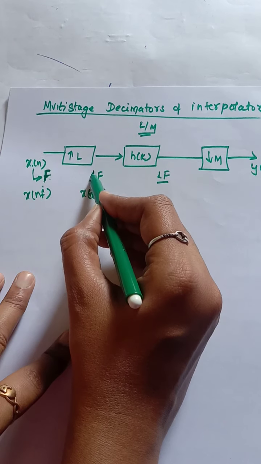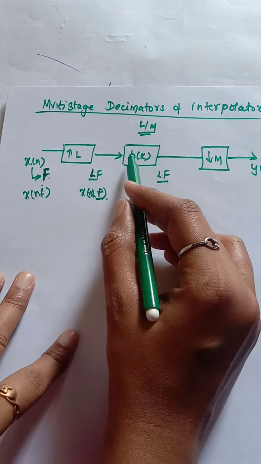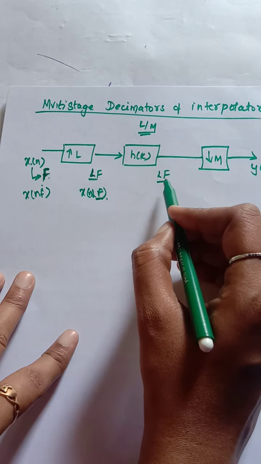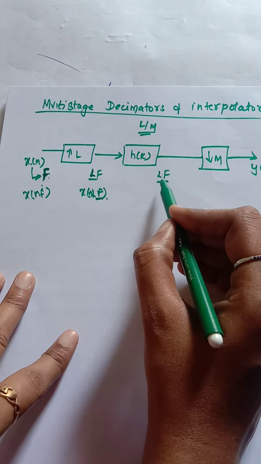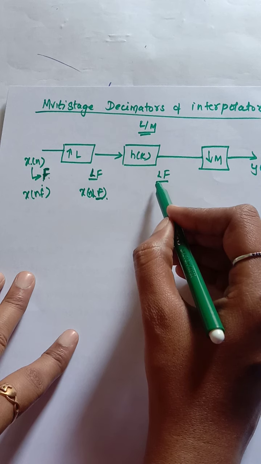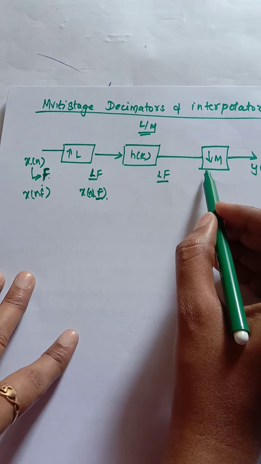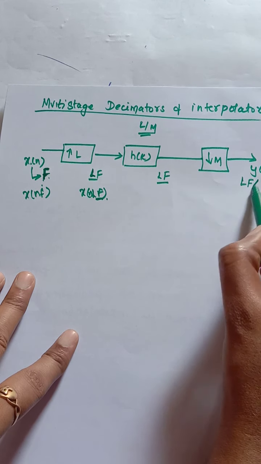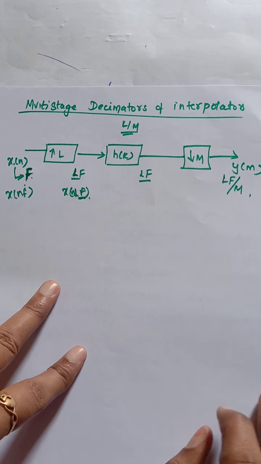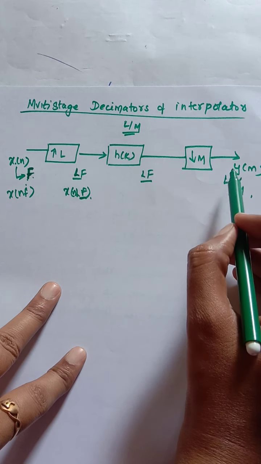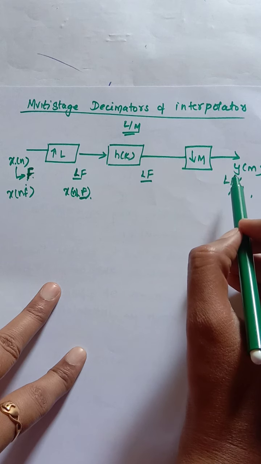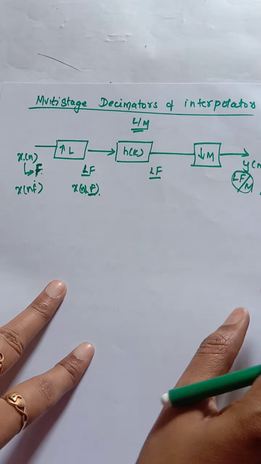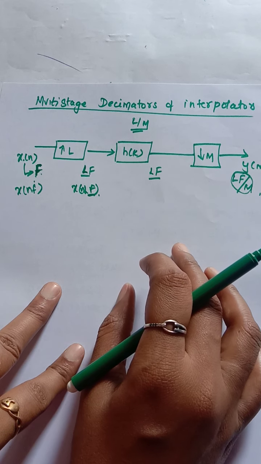When you interpolate, you represent it by L, so LF. Here there is no sampling process involved, just a filtering operation, so the signal will have a sampling rate of LF. Now here we have a decimator, M, which means we are going to divide by M. So LF by M. Here the multi-stage conversion has a rational factor of LF by M, which is required in most applications.